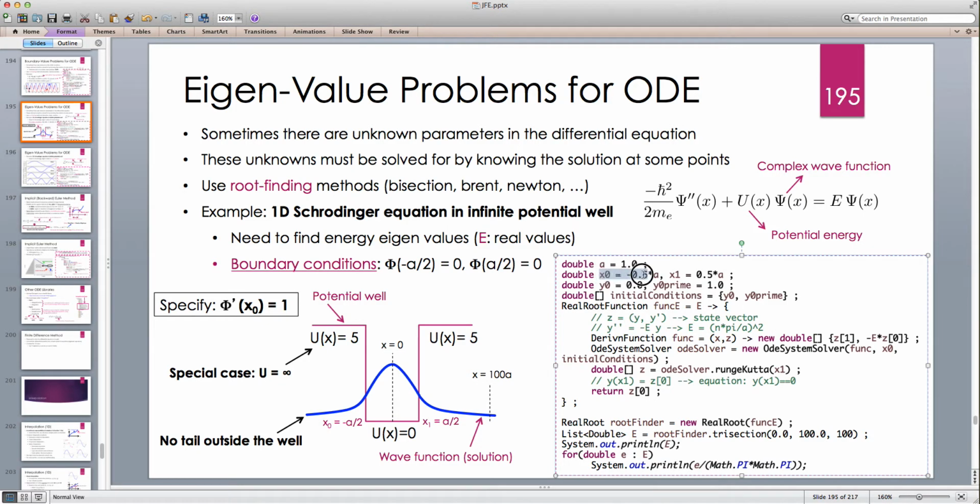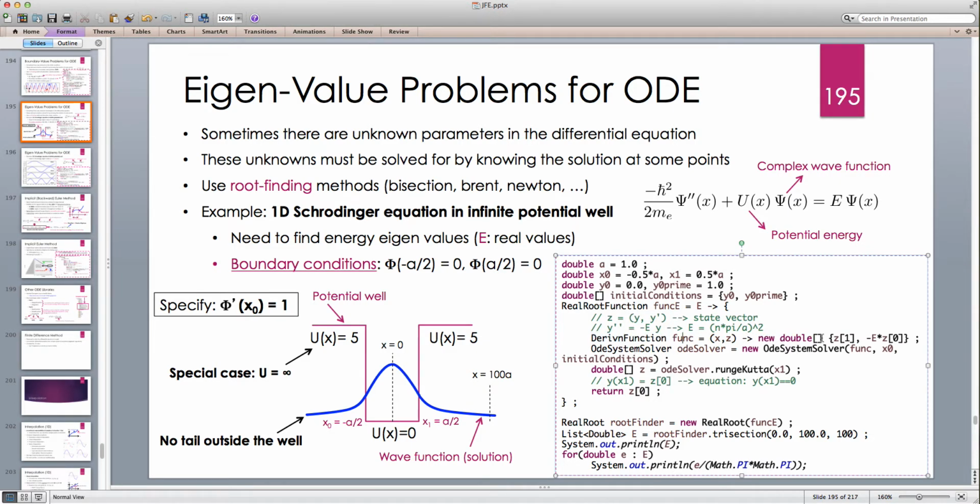So x0 is minus 0.5 times a, x1 is 0.5 times a, y0 is 0, y0 prime is 1, and the initial conditions are fixed, so we're not solving for initial conditions, right? We can assume anything for y0 prime, but it's just a normalization for the solution. And then we're going to construct a real root function, func E, all right? And we are looking for the E parameter by solving the ODE. So y double prime is minus E y, and our state vector is y and y prime, because we transformed this second order differential equation into a system of two first order ODEs.